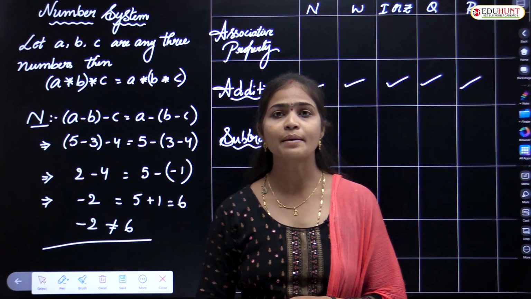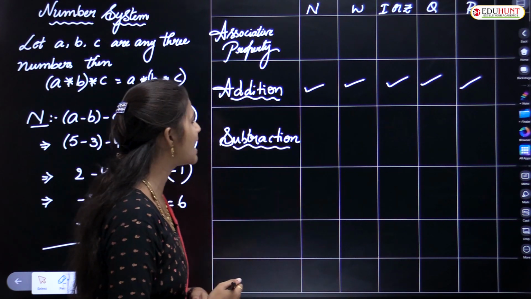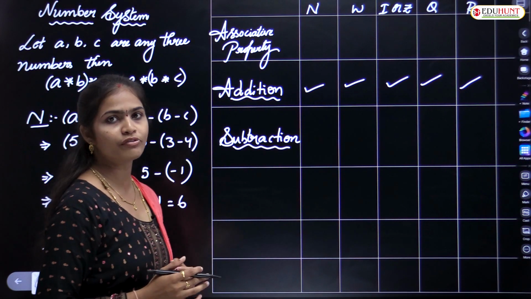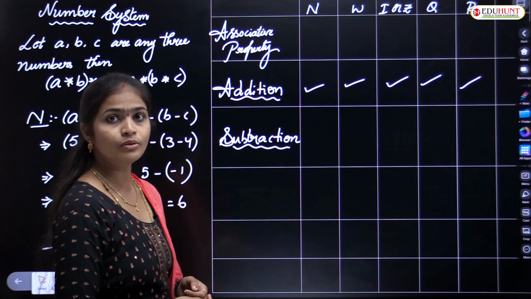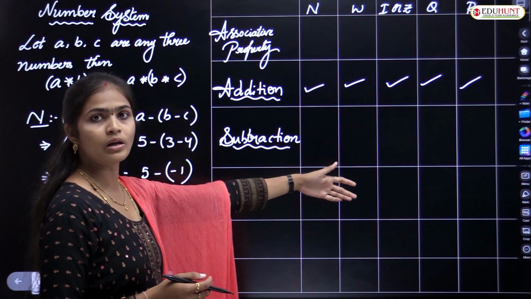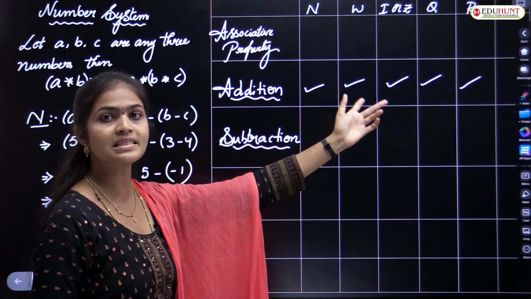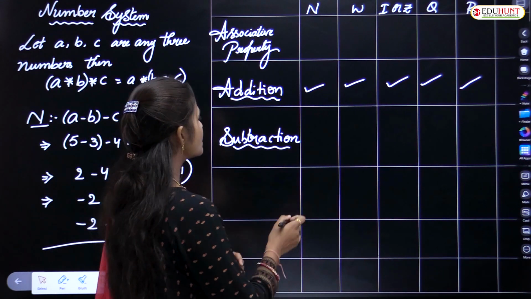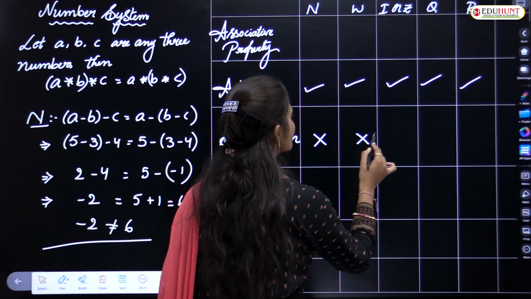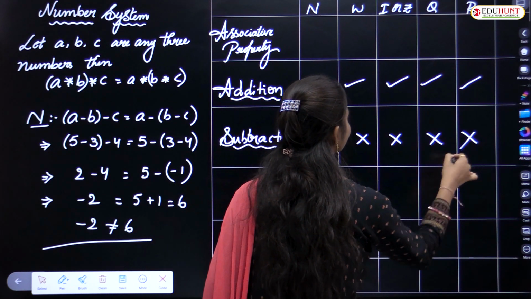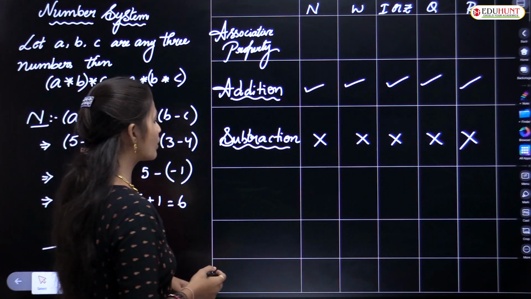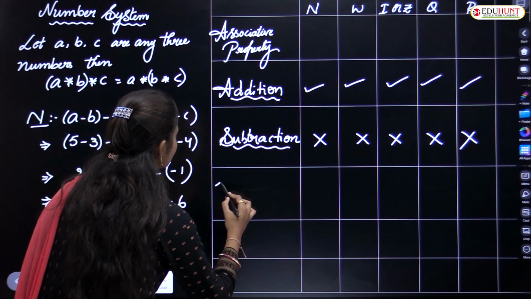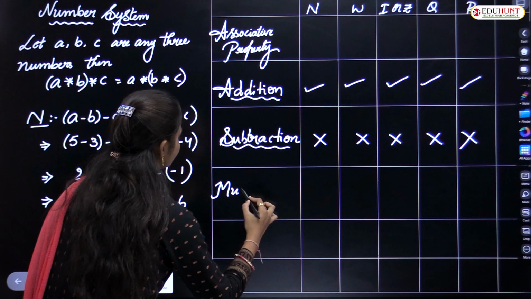So here under subtraction it will not be satisfied in any type of numbers. Okay, so here I proved it for natural numbers, no? You take examples for whole numbers, integers, rational numbers and real numbers and check for those also. So in all these cases also it will not be satisfied. Okay. Next one is multiplication.